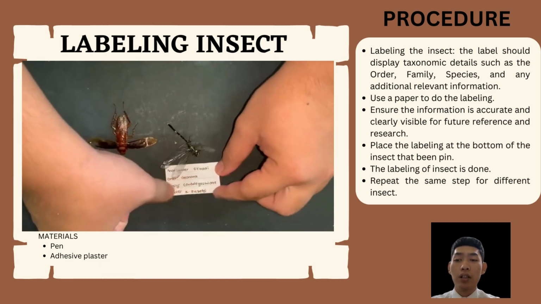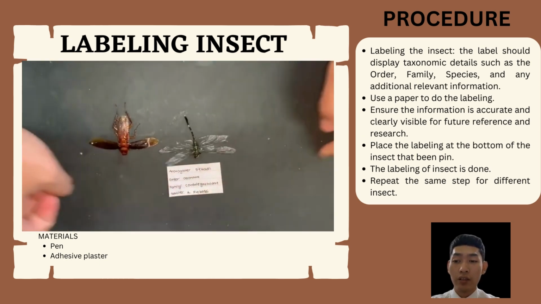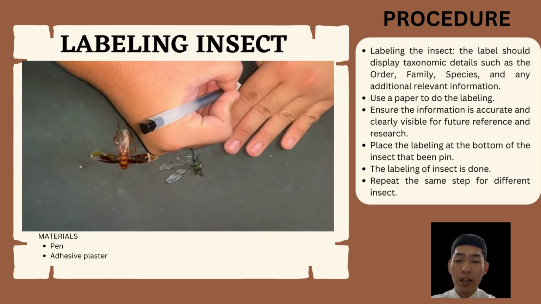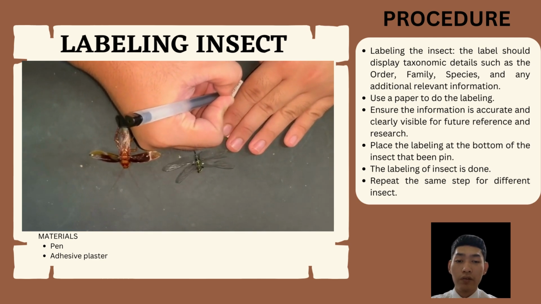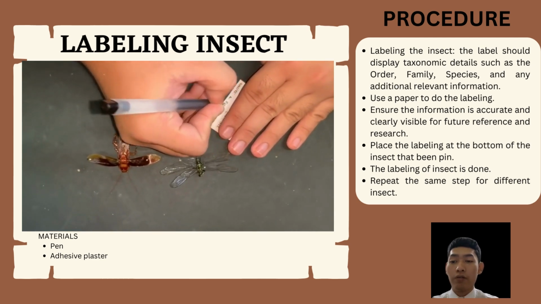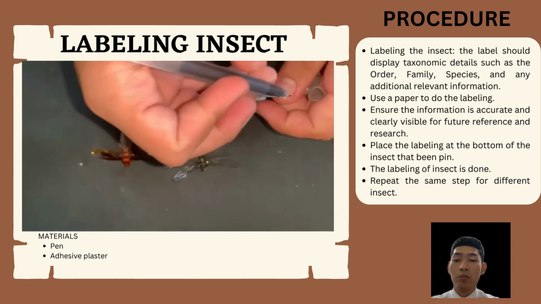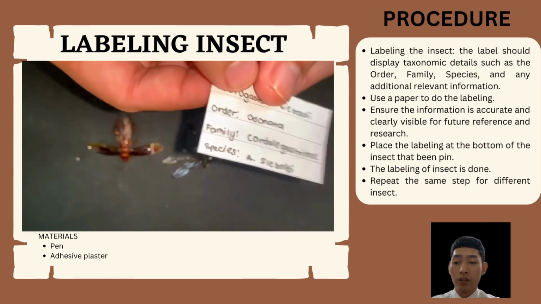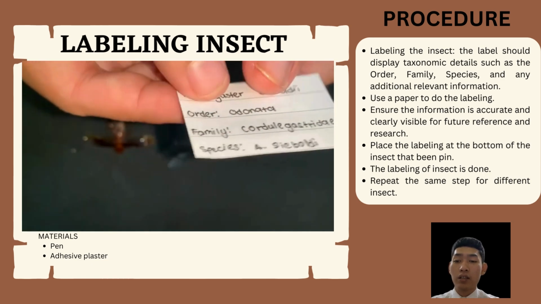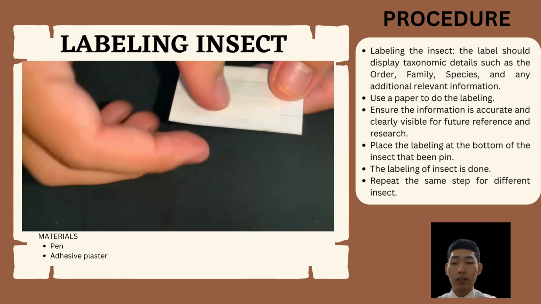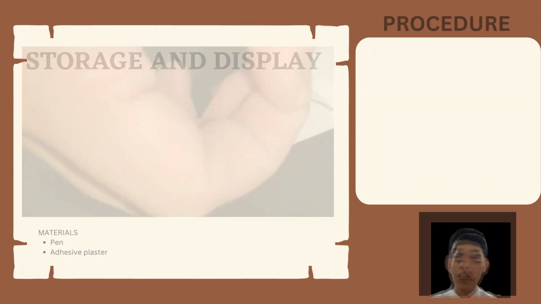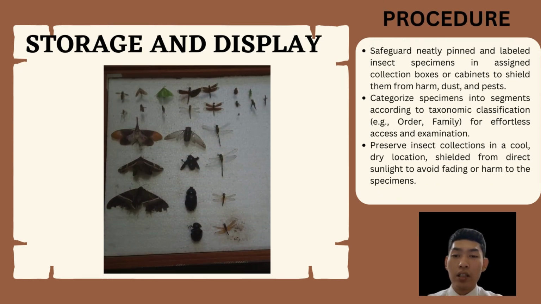Second, use paper to do the labeling. Third, ensure the information is accurate and clearly visible for future reference and research. The fourth one, place the label at the bottom of the insect that has been pinned. The fifth one is that the labeling of the insect is done, and the last one, repeat the same steps for different insects. And the last activity is storage and display.